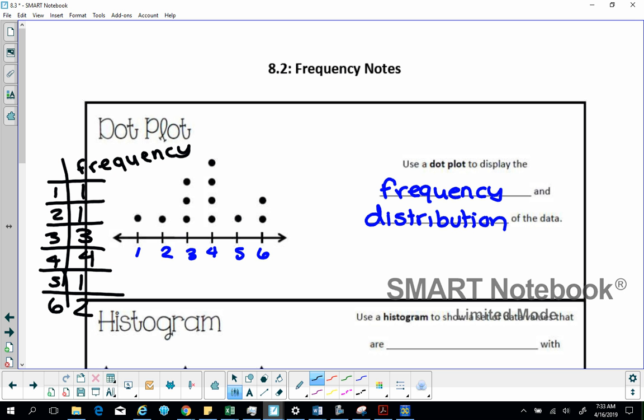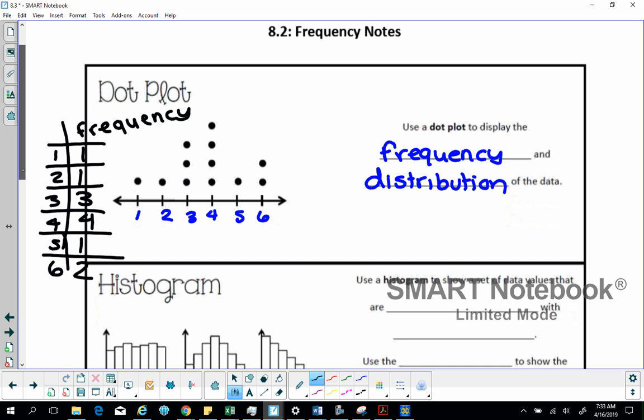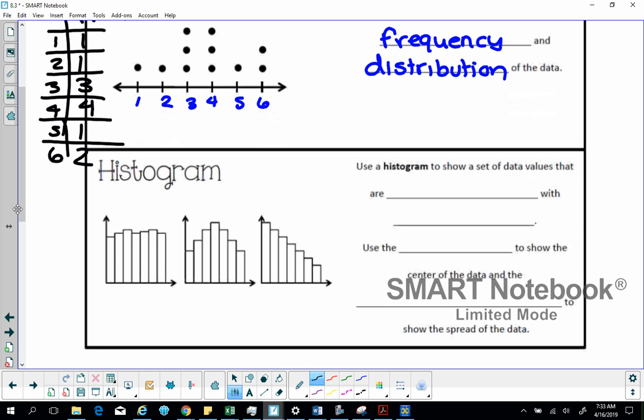Okay, so histogram is talking about intervals. A histogram is a little different than a bar graph. See how they're close together? See how they're touching? So they're a little bit different. They're closely grouped, with no outliers.